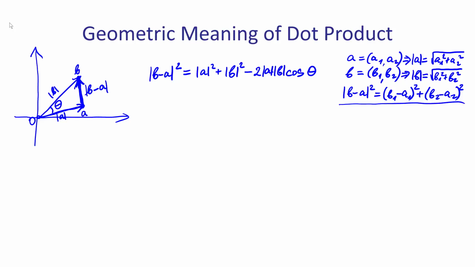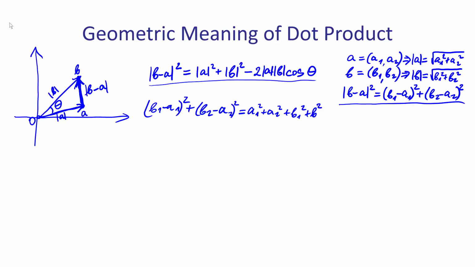Now let's put all of those numbers inside the definitions that we've got before. So you have B1 minus A1 squared plus B2 minus A2 squared equals A squared, which is A1 squared plus A2 squared, plus B1 squared plus B2 squared, minus twice the square root of A1 squared plus A2 squared, times the square root of B1 squared plus B2 squared, and cosine theta. Let's simplify a little bit.